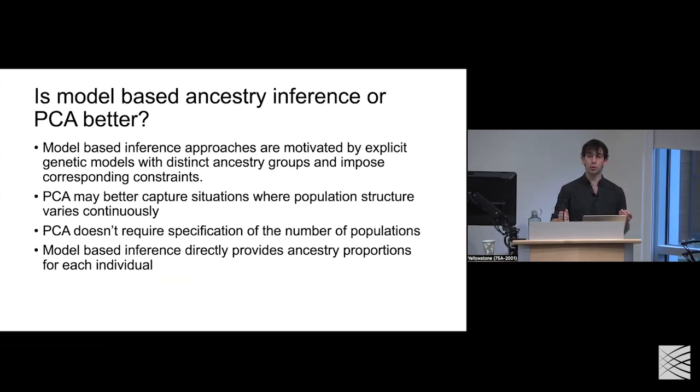And they also allow us to impose some prior knowledge on the data. Like if we know that there are 3 source populations, and we want to think about it that way, we can impose that understanding of the data on our inference. However, PCA may better capture situations where population structure varies continuously. If we don't want to specify the number of populations, then we'll just compute a bunch of PCs and see where they stop capturing things that look like population structure.